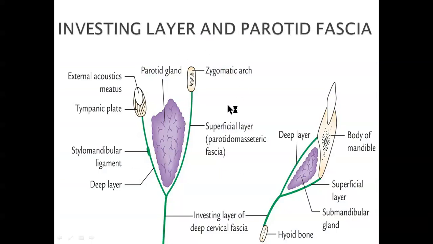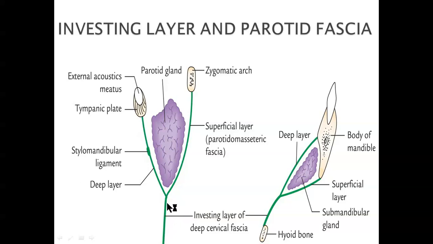Then let's talk about the investing layer and the parotid fascia. Now, the investing layer, as I already mentioned, you can remember by two things: two, two, two. Why is it so? Because it covers two muscles, your sternocleidomastoid muscle and your trapezius muscle, and it envelops two glands also. One gland is your submandibular gland, and the other it envelops is your parotid gland.